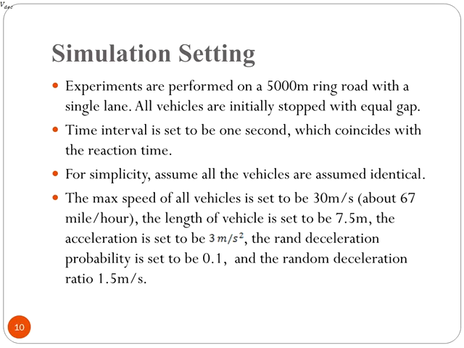Then it's our simulation setting. All the experiments are performed on a 5,000 meter green road with a single lane, and all vehicles are initially stopped with equal gap. The time interval is set to be 1 second, which coincides with the reaction time, and we assume that all the vehicles are identical. The maximum speed of vehicles is set to be 30 meters per second, which is about 67 miles per hour, and vehicle length is set to be 7.5 meters. The acceleration is set to be 3 meters per square second, the deceleration probability is set to be 0.1, and the random deceleration ratio is set to be 1.5 meters per second.